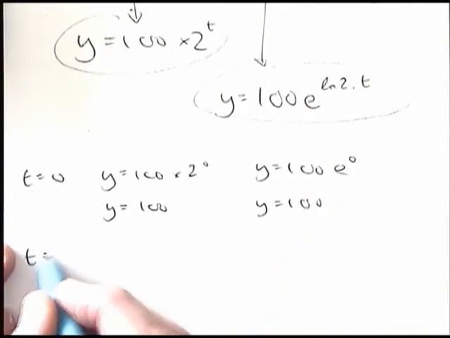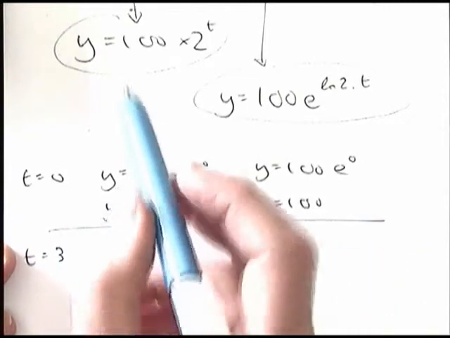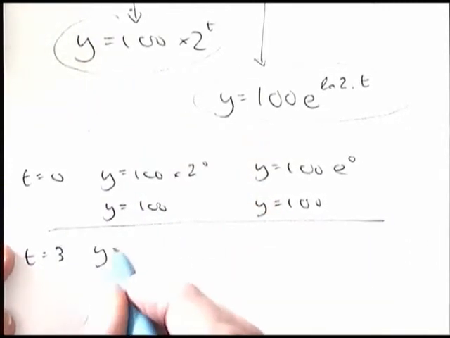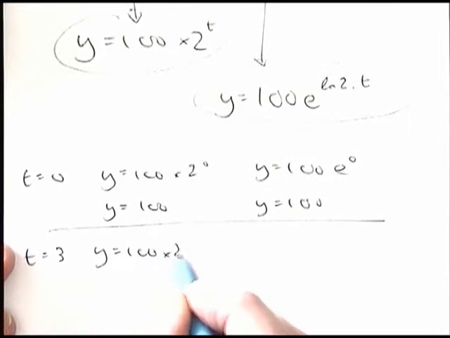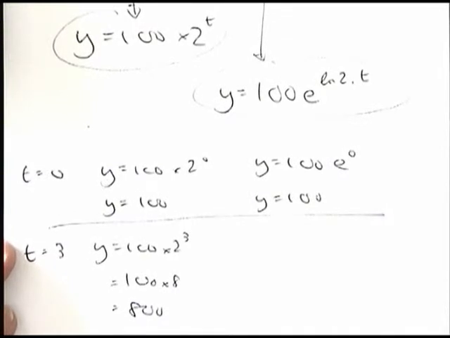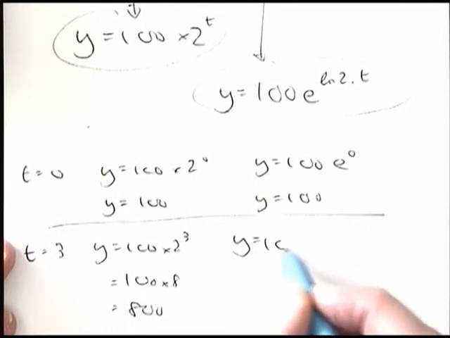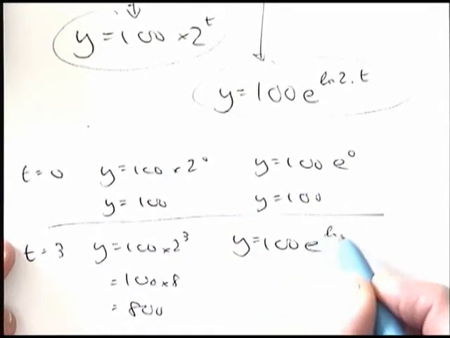Okay, let's see what happens after 3 days when T is equal to 3. In this model here, I'm going to get Y is 100 times 2 to the power of 3. 2 to the power of 3 is 8. 100 times 8 is 800. So as we expected, after 3 days it's doubled, doubled and doubled, and that's now 800. Let's have a look at what happens with this model. I will have Y is 100 e to the log of 2 times 3.